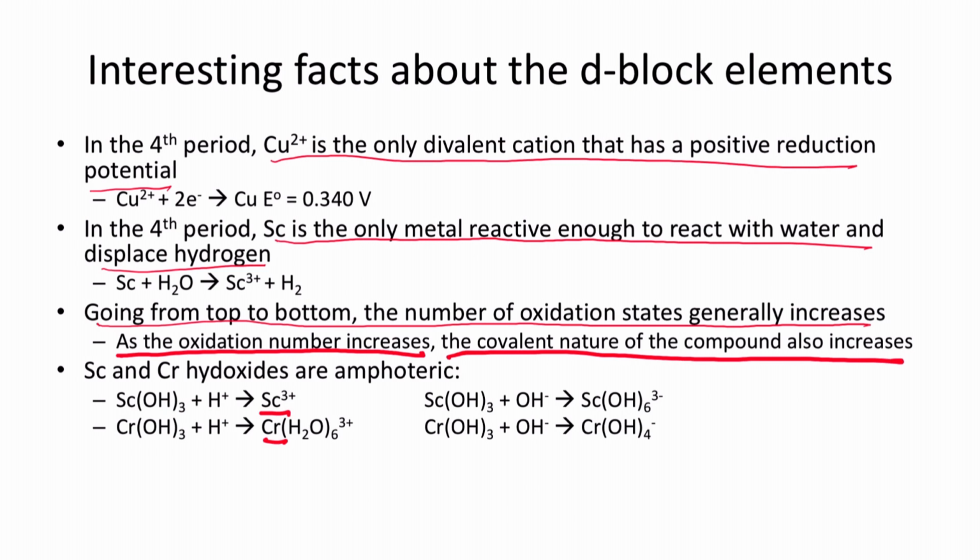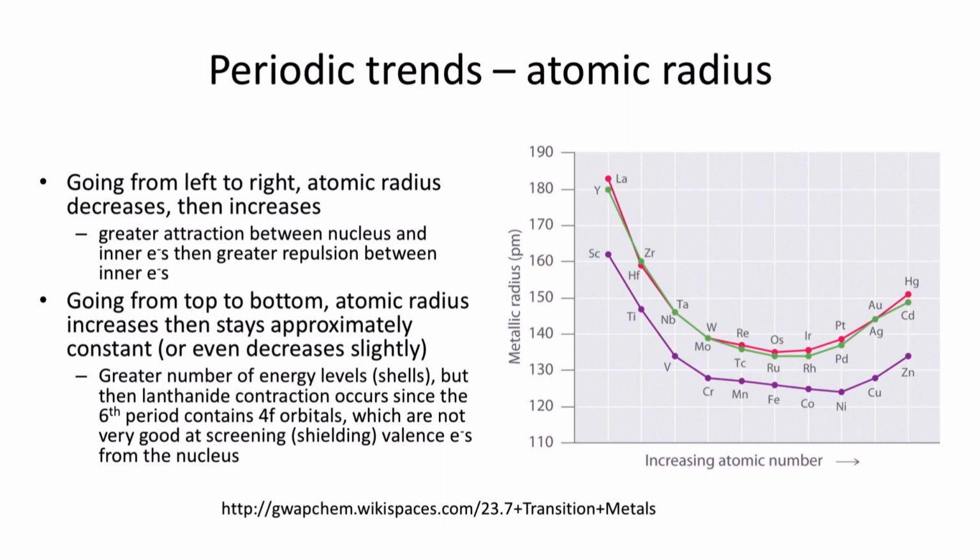So let's look at a periodic trend that we saw earlier. Okay, if you remember earlier, we talked about the atomic radius and how as you go across a period, the radius tends to get smaller, and as you go down, the radius tends to get bigger.